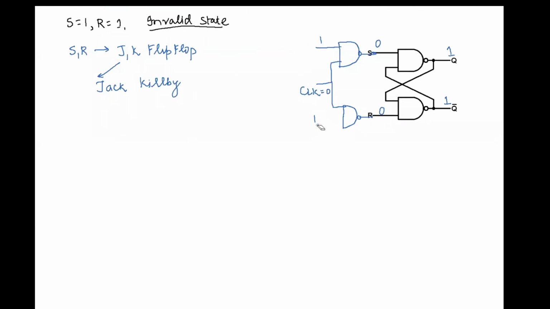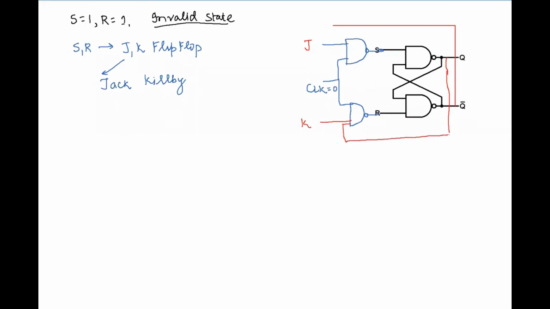Now I will be deleting S and R, because the modification is to be done. Red is being used. So this is your J, this is your K, but other than that, what we are doing is that Q is being fed into K and Q bar is being fed into this. So this is your JK flip-flop.